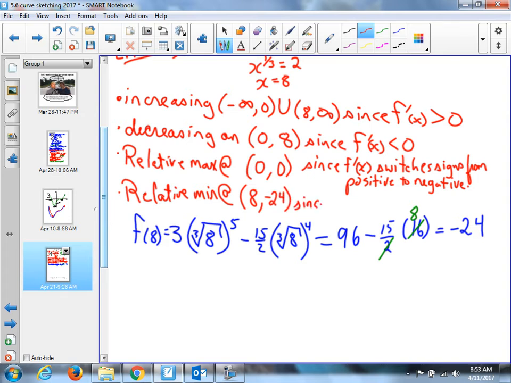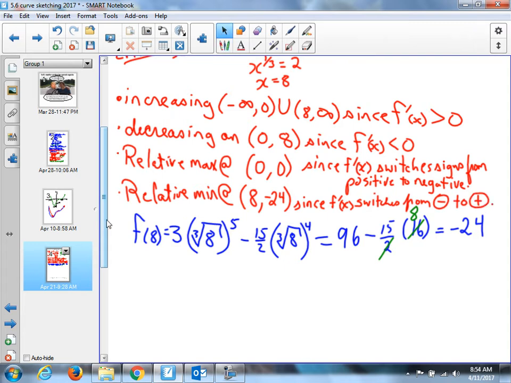Since f prime of x switches from, I'm going to squeeze it in here, I like using the words, but negative to positive. Okay. So I'm squeezing it in there because I painted myself in a corner. Okay. That's about what we can get from a first derivative.